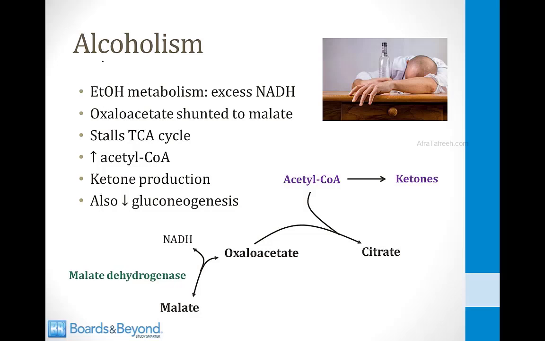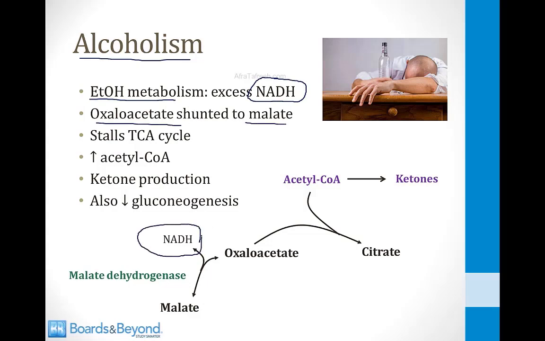Another clinical condition where you see high levels of ketones is in alcoholism. So the metabolism of ethanol involves the production of NADH, and thus there will be excess NADH inside of the cells of patients who are consuming large amounts of alcohol. Thus, the oxaloacetate will be shunted to malate, just like I described in the last slide. There'll be lots of NADH here. This means this oxaloacetate will be favored to go in the direction of malate by the enzyme malate dehydrogenase, which catalyzes this reversible reaction here.